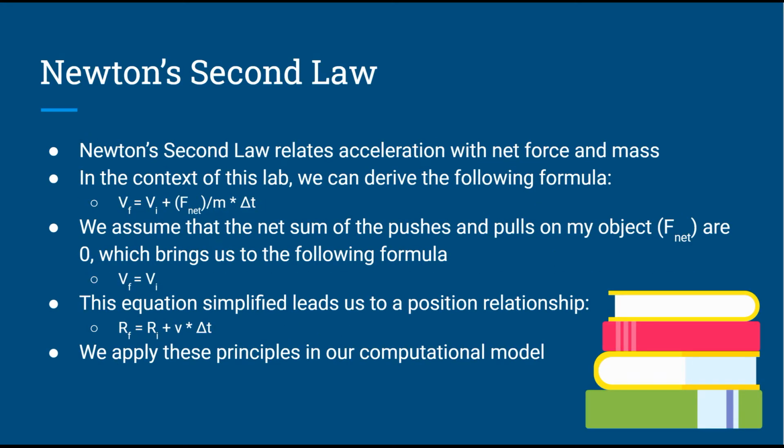In order to understand the purpose of our lab, it is important to understand Newton's second law. Newton's second law relates acceleration with net force and mass, specifically saying that the acceleration of an object is directly related to the net force and inversely related to its mass. In the context of this lab, we can derive the following formula. We assume that the net sum of the pushes and pulls, or Fnet, are zero, which then brings us to the following formula: velocity final equals velocity initial. This equation, simplified, leads us to a position relationship, where the final position is equivalent to the initial position plus the average velocity times the change in time. We then apply these principles in our computational model.